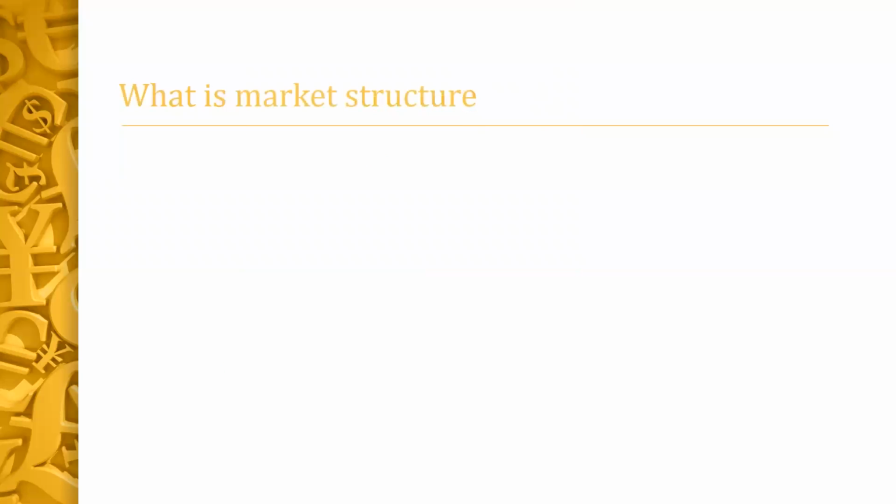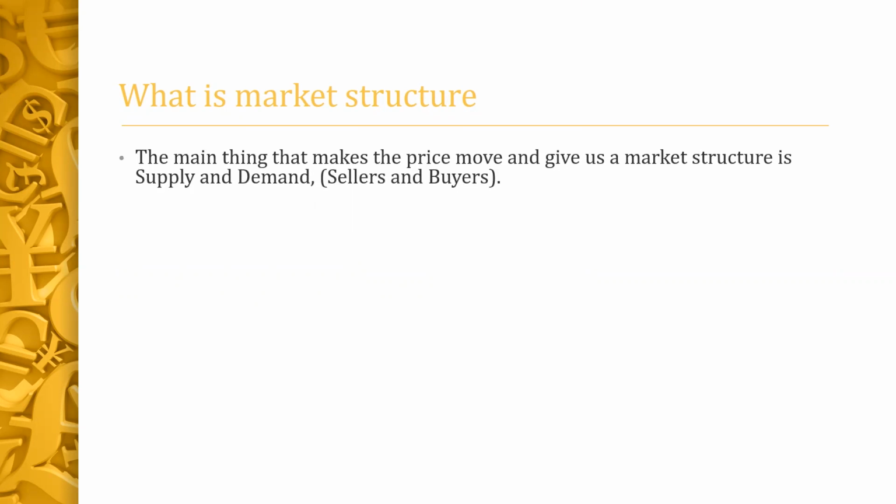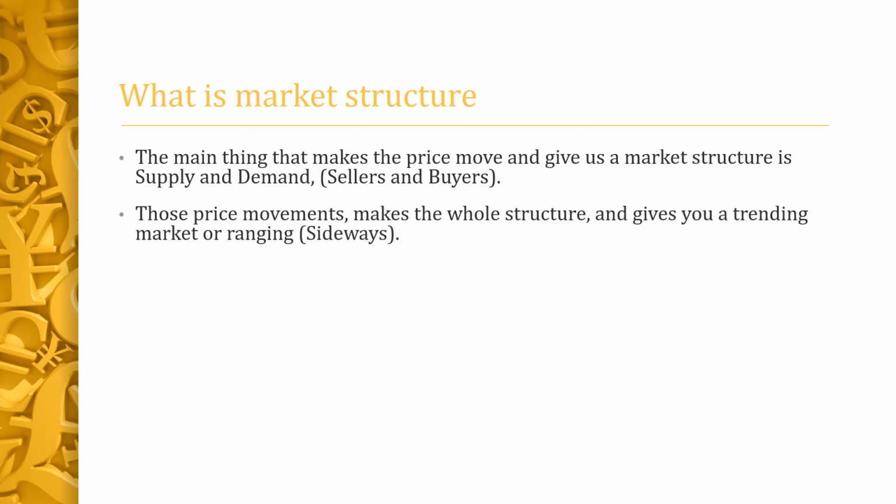So, market structure, and what is market structure, guys? As you surely know by now, the main thing that makes the price move and gives us a structure that we look at is supply and demand, yeah? Sellers and buyers. We need both of them if the price is gonna move up or down or a little bit sideways. Those are very, very important components to price movement. Those movements make the whole structure that we look at and give you a trending market or ranging market.